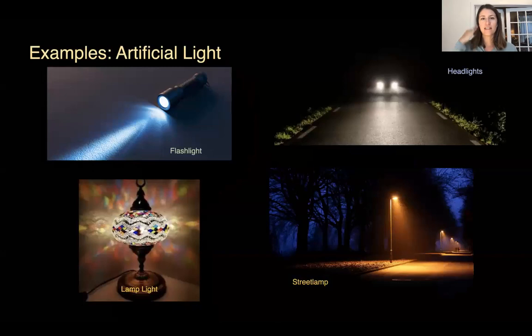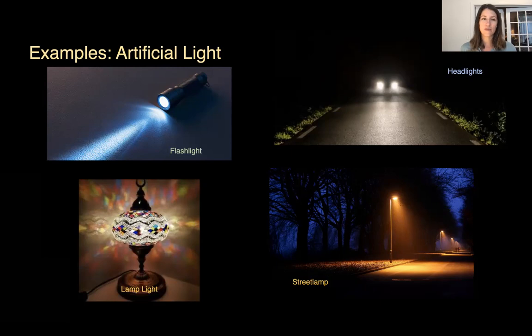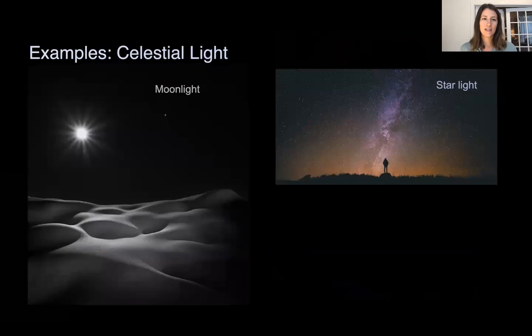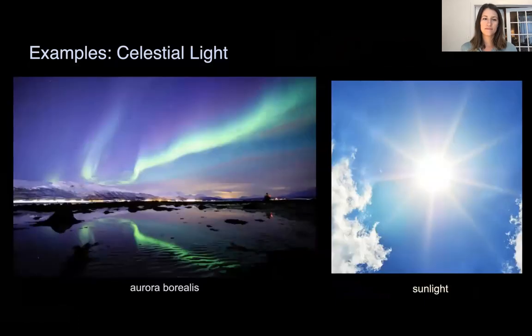So here are a bunch of examples. I'm sure these will not come as surprises to you. They're very everyday. A flashlight, headlights, lamplight, street light. These are all examples of artificial light. Celestial light, in this case moonlight, starlight, the aurora borealis, or sunlight.